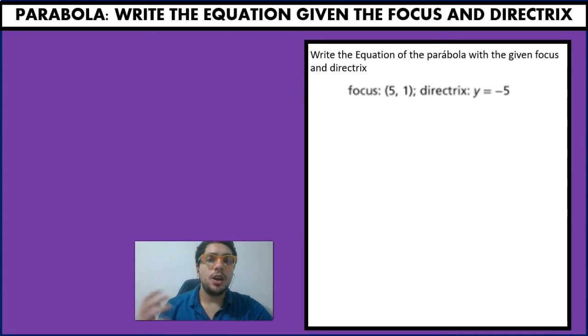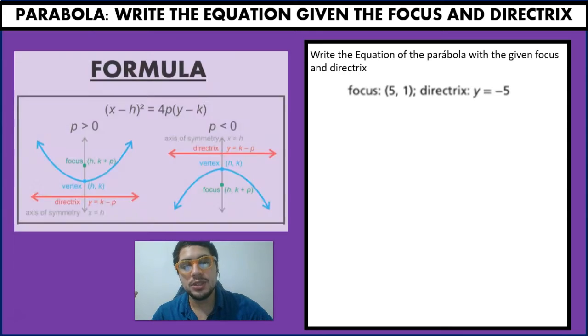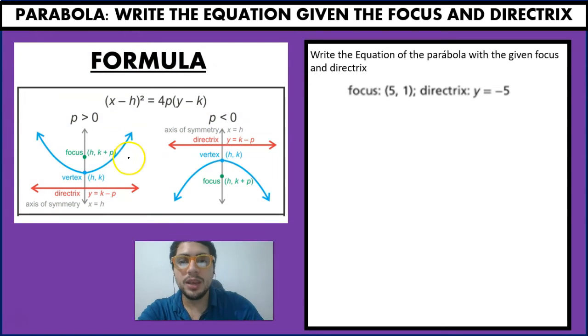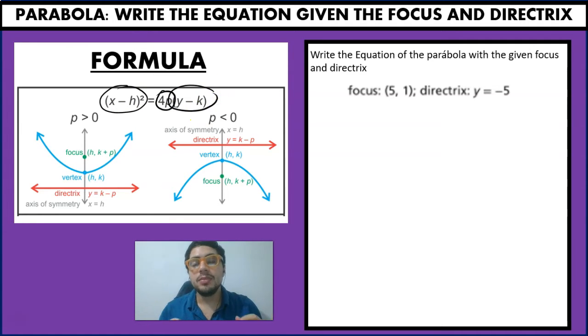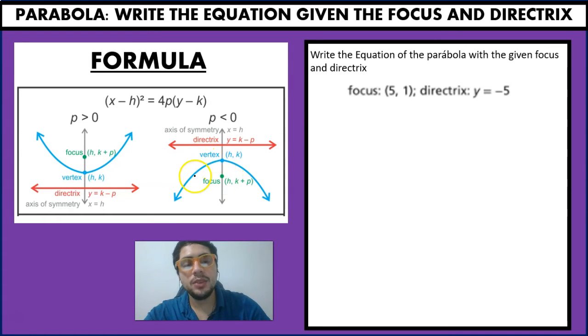Now, in order to do this problem, we need to take a look at the following. Whenever we have the formula of the parabola, we're going to see that it is actually (x minus h) squared equals 4p multiplied by (y minus k). Now, that means that we have to find our vertex, which, as you can see on the graph, is always going to have coordinates (h, k), right? Then apart from that, we have to find if our p is going to be higher than 0 or if it's going to be lower than 0.